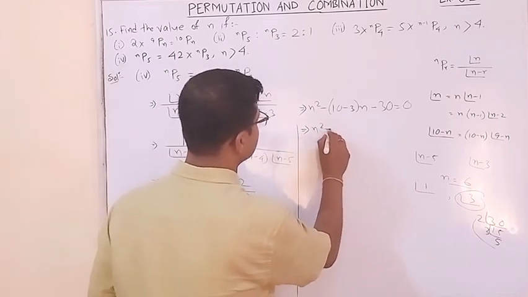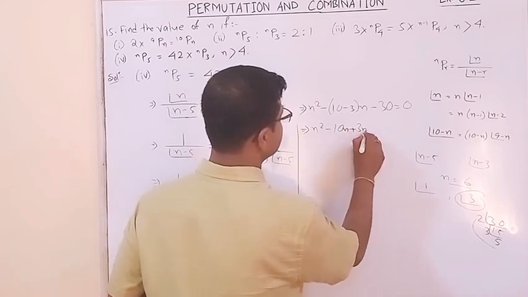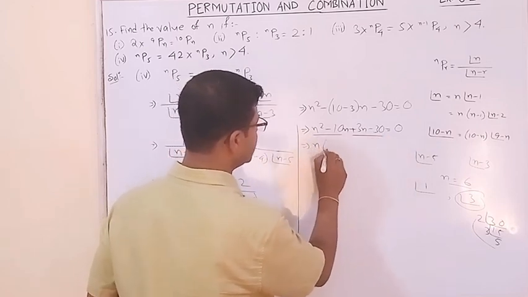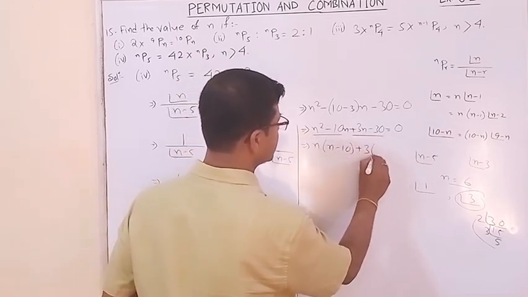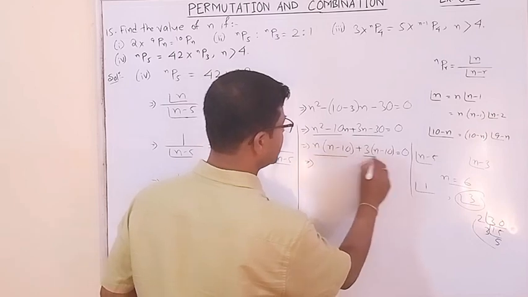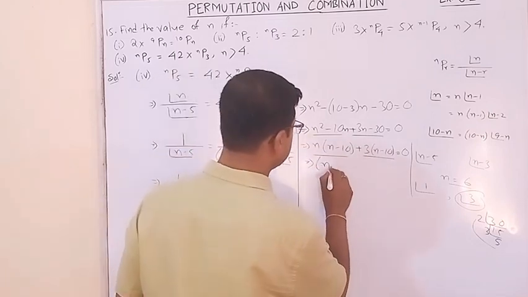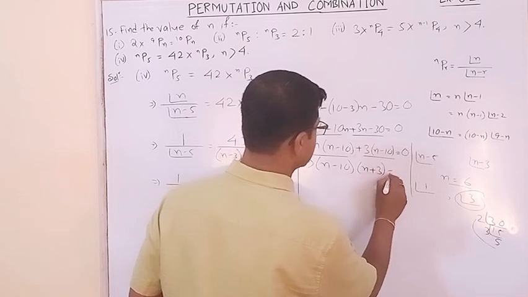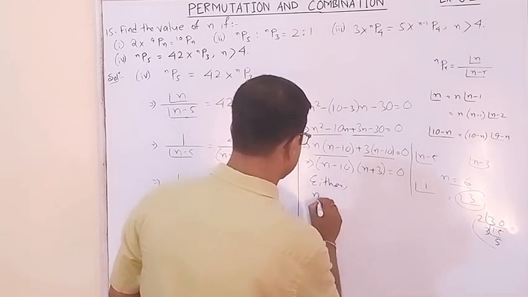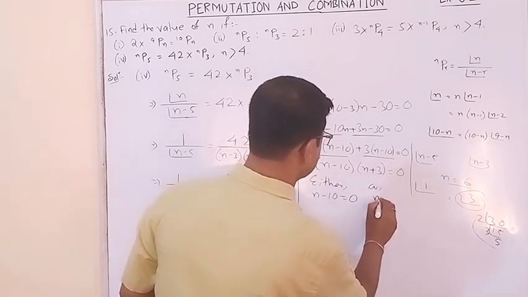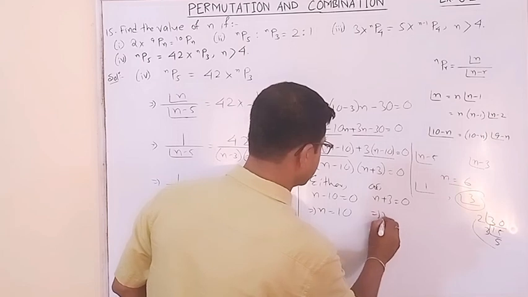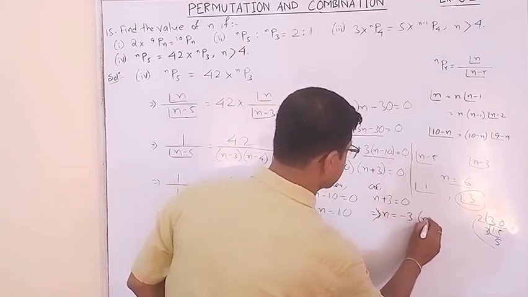So this is n square minus 10n plus 3n minus 30 is equal to 0. From this and this there are two pairs. From this pair n is common, so n minus 10. From here 3 is common, so n minus 10. What is common between these two? Here n minus 10 is common, so n minus 10 into n plus 3 is equal to 0. So the product is 0. So either n minus 10 is equal to 0 or n plus 3 is equal to 0. n is equal to 10 and here n is equal to minus 3. This is rejected.